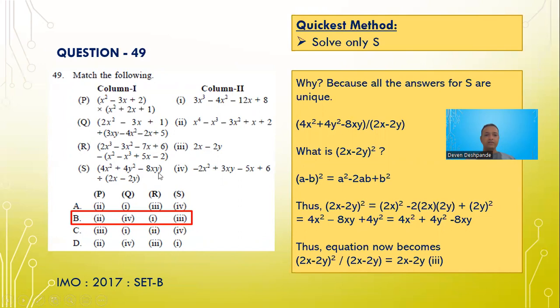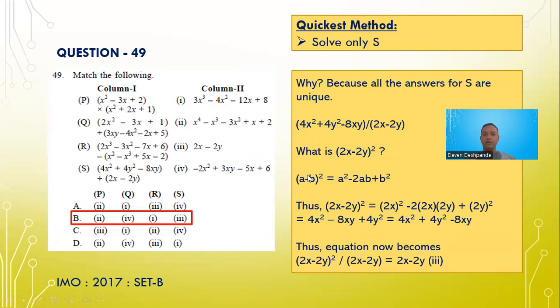So for S, it is 4x square plus 4y square minus 8xy, divided by 2x minus 2y. What is 2x minus 2y whole square? What is a minus b whole square? It is a square minus 2ab plus b square. So 2x minus 2y whole square is 2x minus 2y into 2x minus 2y.